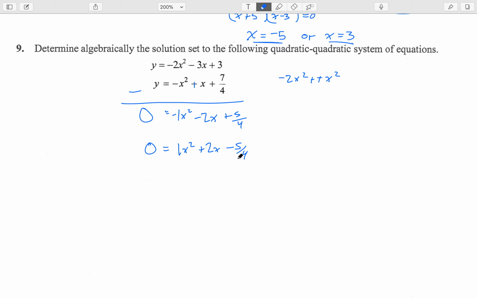Okay, now what? You know what? I'm going to times everything by 4. Why? Because I don't like that quarter. So if I times everything by 4, I'm going to get 0 is equal to 4x squared plus 8x minus 5. Put the 0 over here. It's just easier to put over here, because now I recognize this is a quadratic. And you know what? I can actually solve this thing.